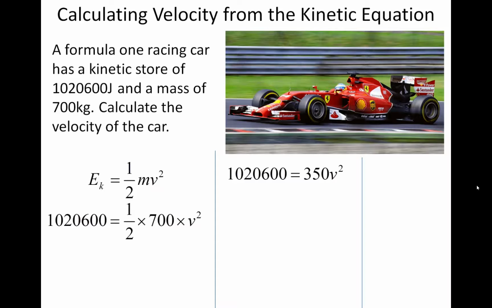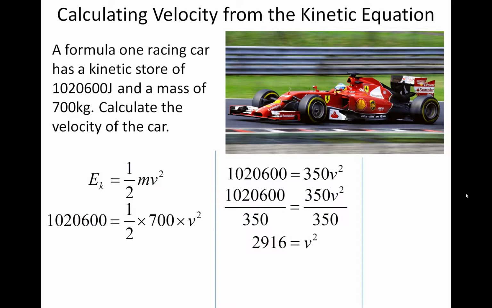Now we want the v squared on its own, so this is where transposition comes in. We're going to divide both sides by 350, remembering that if you divide any number by itself, it is equal to 1. So 350 divided by 350 is just 1. That means 350 v squared divided by 350 will be v squared. That gives us v squared is 2,916. Anyone who remembers their square numbers will know, therefore, that v, once we square root it, is 54 meters per second.